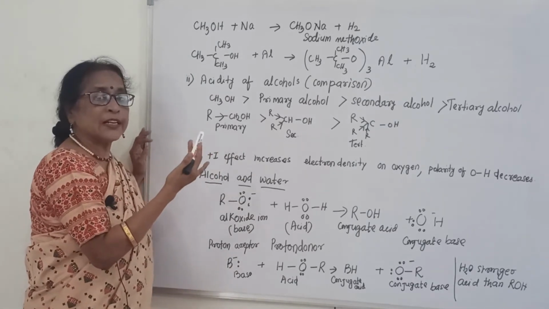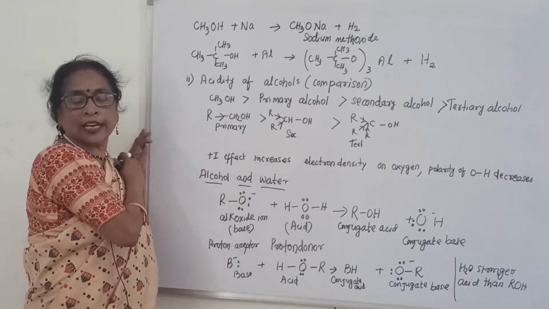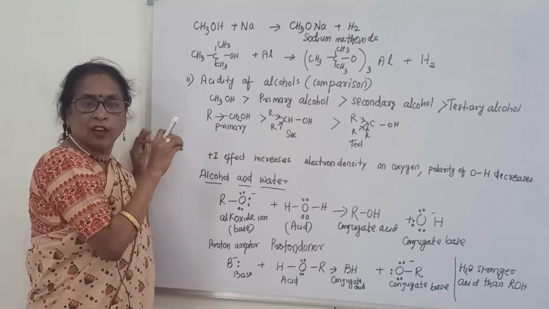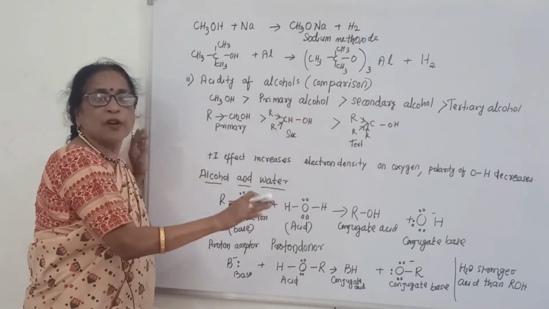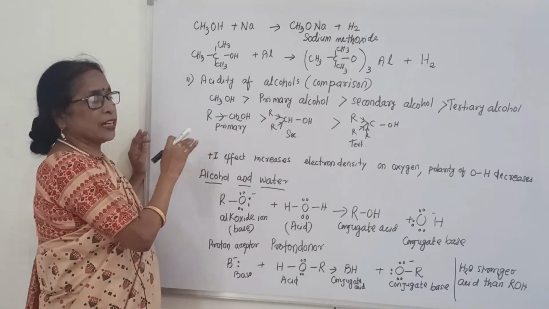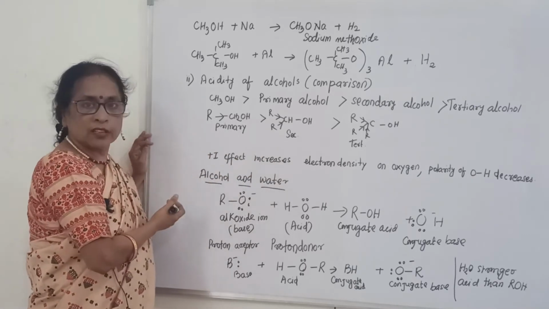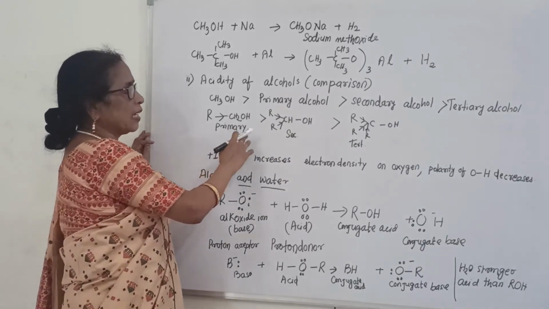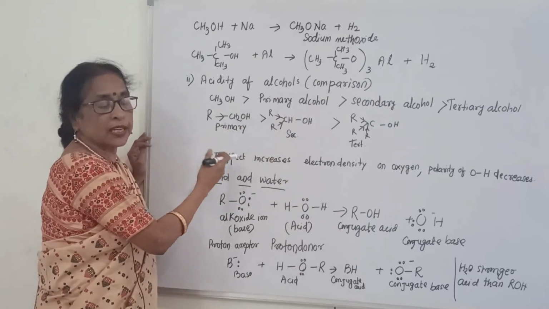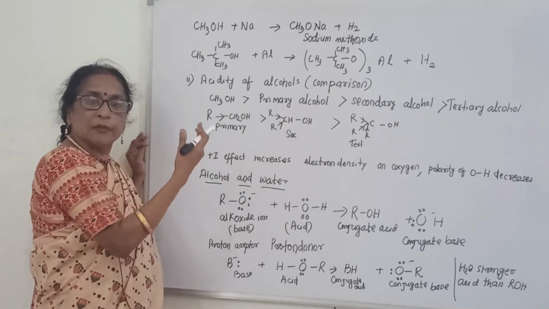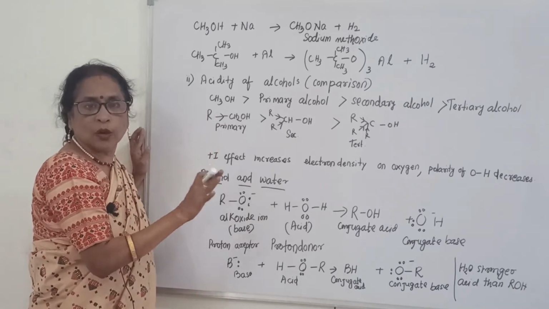If the polarity of OH decreases, the H is not easily removed. What is acidity? The H should be removed easily as a proton and not combine again to give alcohol. If the proton is removed easily and the resulting ion is stable, then you can say it is very acidic. The plus I effect increases electron density. That is why tertiary alcohol is less acidic than secondary, then primary, then methyl alcohol, because in methyl alcohol only hydrogen groups are there and there is no alkyl group.